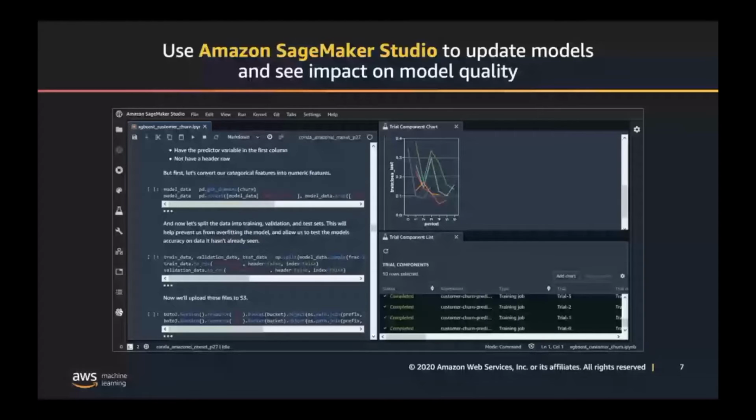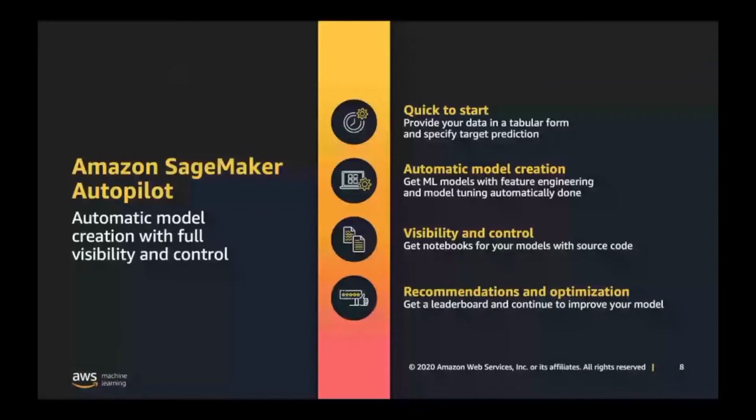So one of the features of SageMaker Studio is SageMaker Autopilot. It has been built to make machine learning really easier and faster. It's the AutoML offering of SageMaker. You can build classification and regression models without deep machine learning knowledge, right?